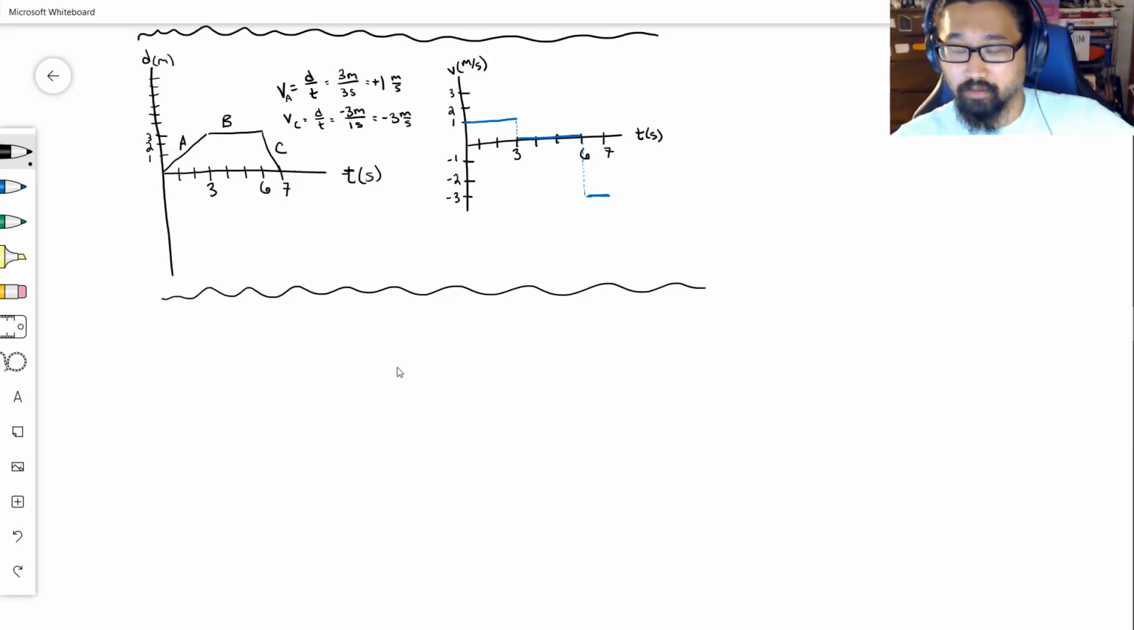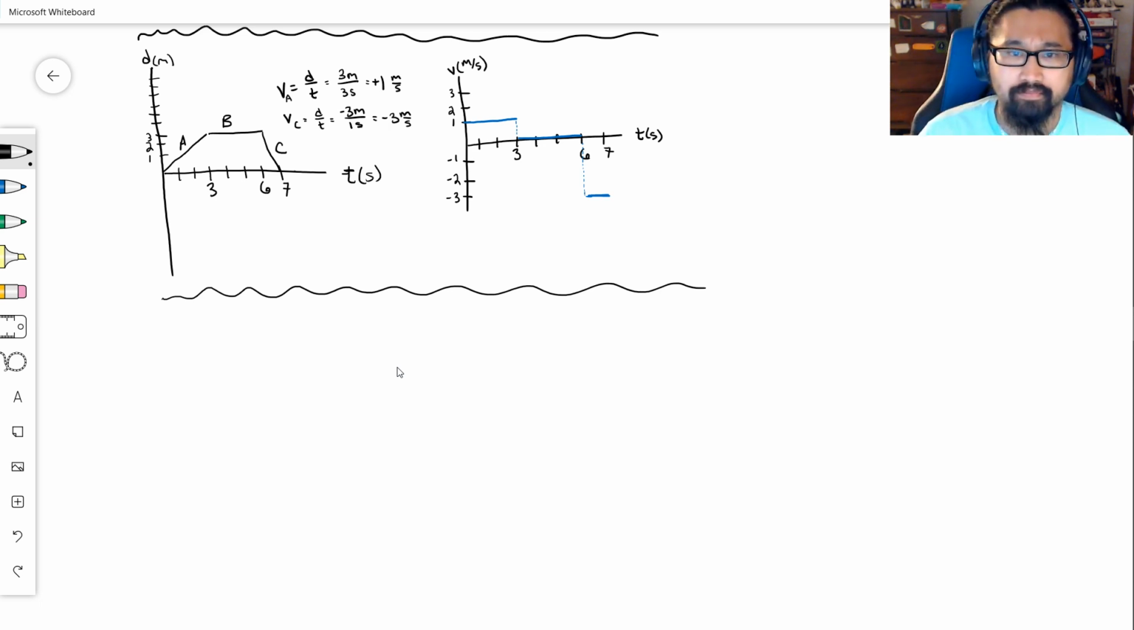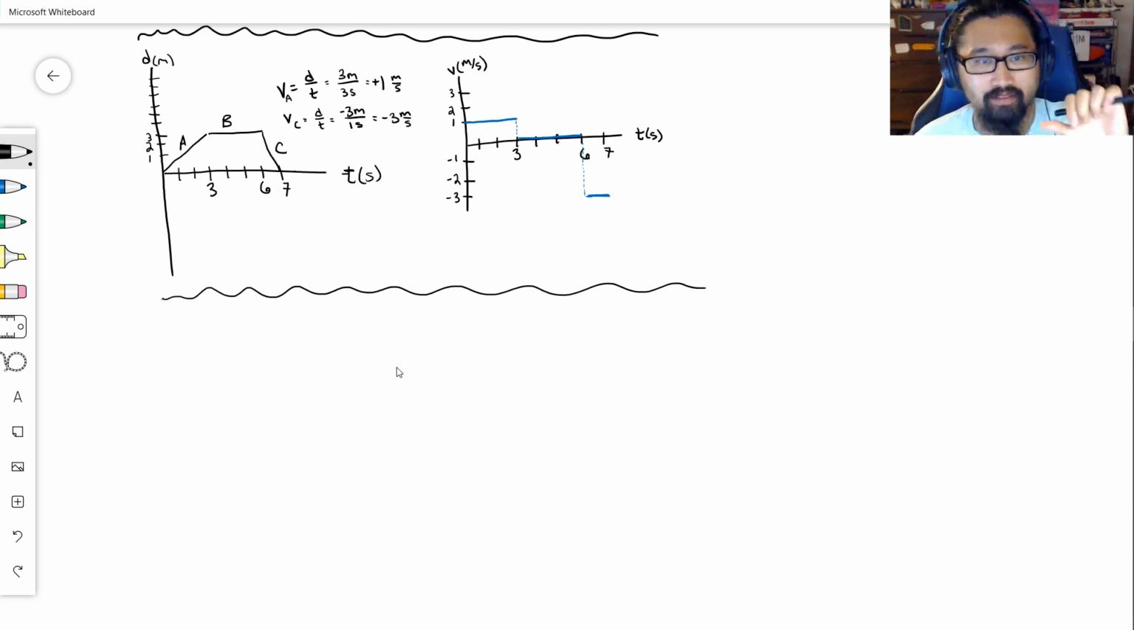Okay, physics, let's do this. We got a new thing, right? You can see that way. We talked about the position time graph, we talked about the velocity time graph, and how they're linked, right?